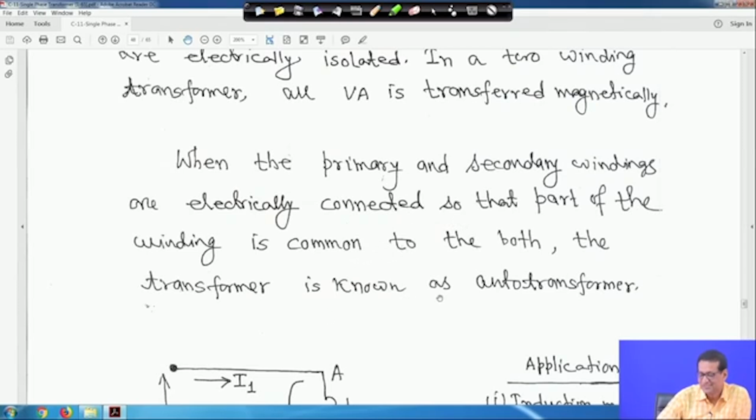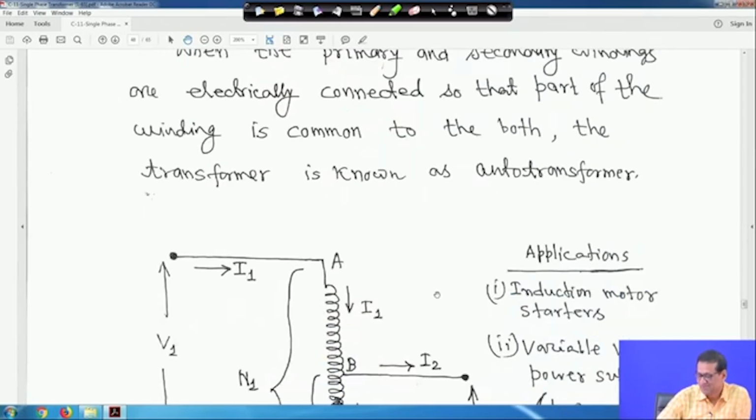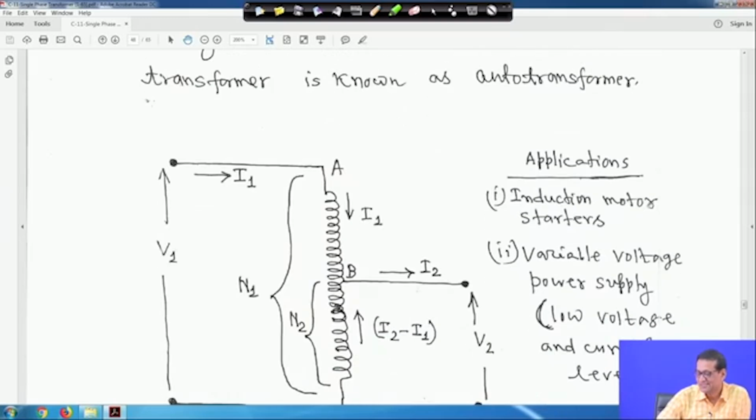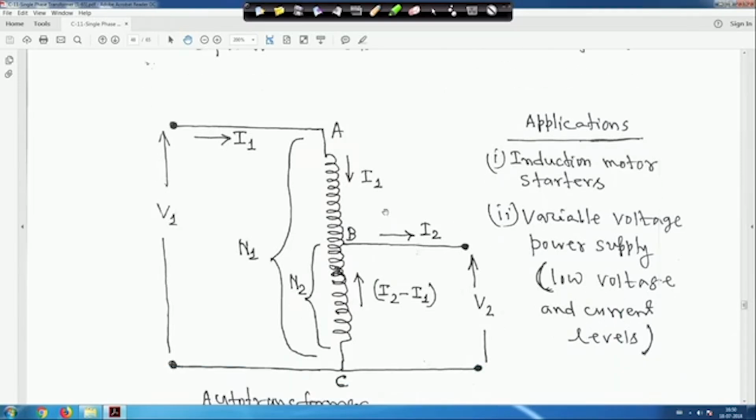In that case we call it an auto transformer. For example, applications: induction motor starters, variable voltage power supply, that is the variac, as I just mentioned, and low voltage and current levels. So basically, if you consider it like this, first we have to understand a little bit, so there should not be any confusion.